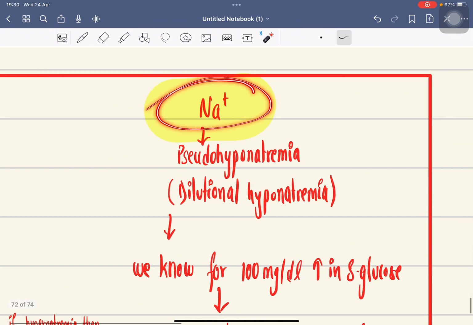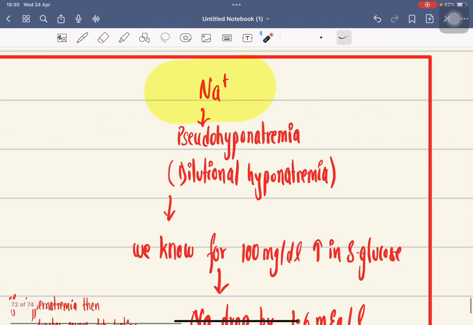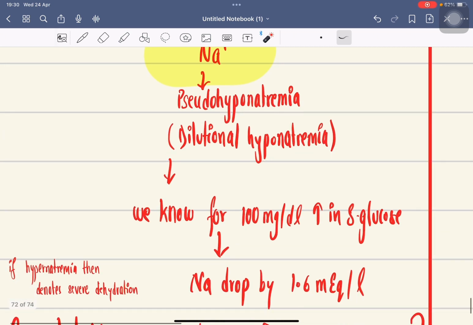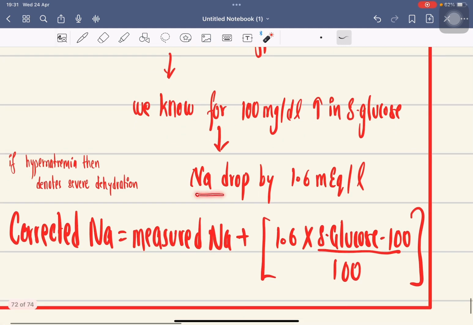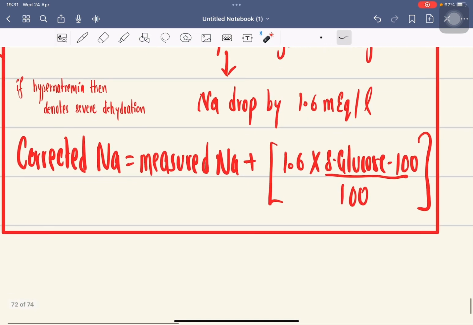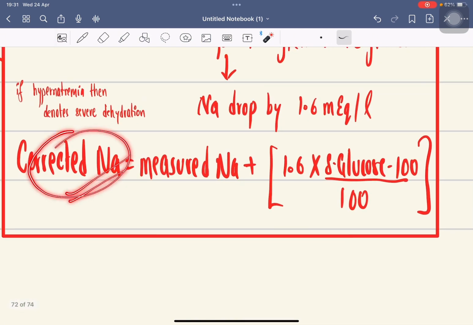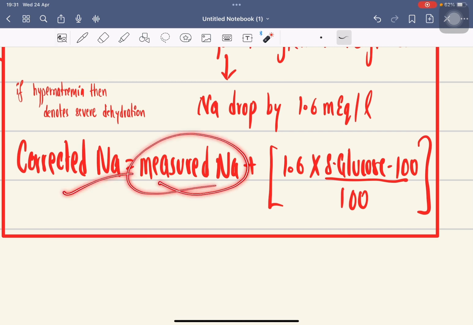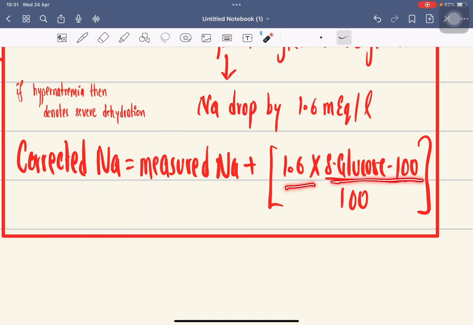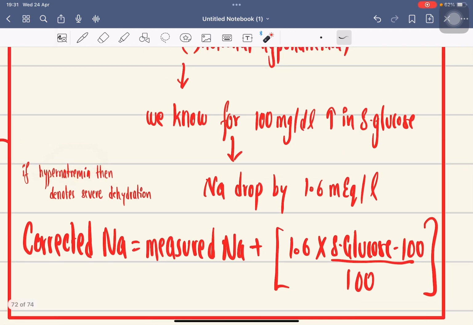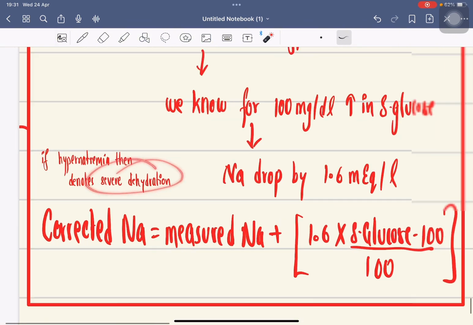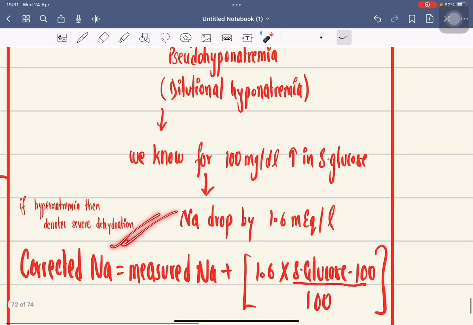Next we see sodium. Generally, there is pseudo hyponatremia or dilutional hyponatremia in DKA. We know for every 100 mg per deciliter rise in serum glucose, sodium drops by 1.6. Or we can use the formula: corrected sodium equals measured sodium plus 1.6 times serum glucose minus 100, divided by 100. But if we see hypernatremia in DKA, then it denotes severe dehydration. The fluid should be more in this patient.